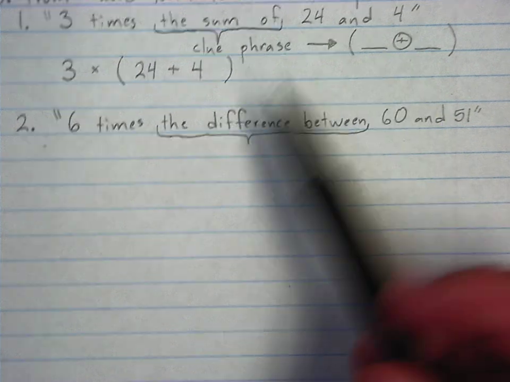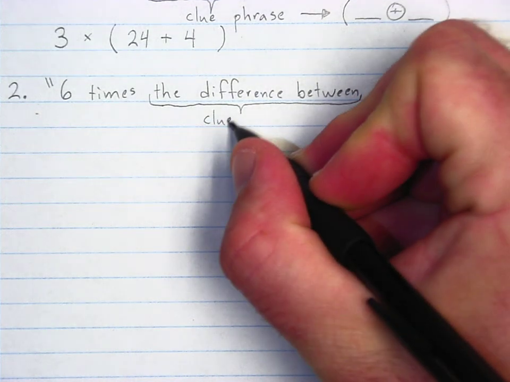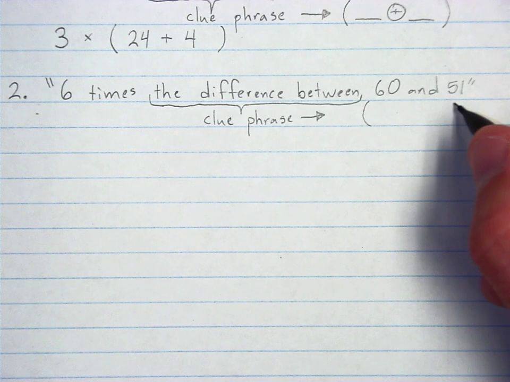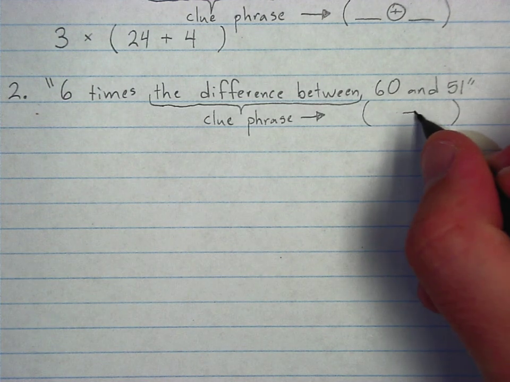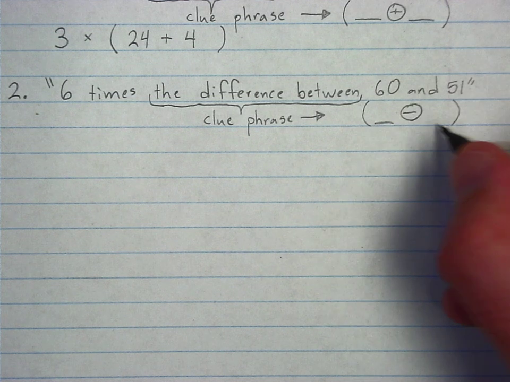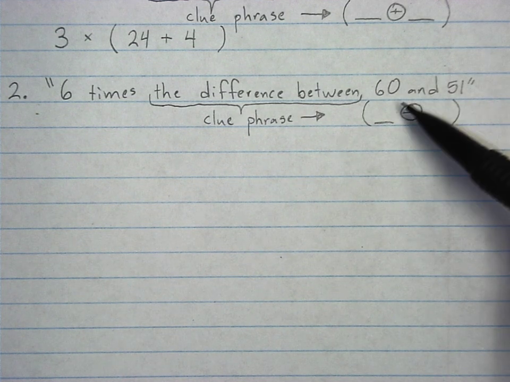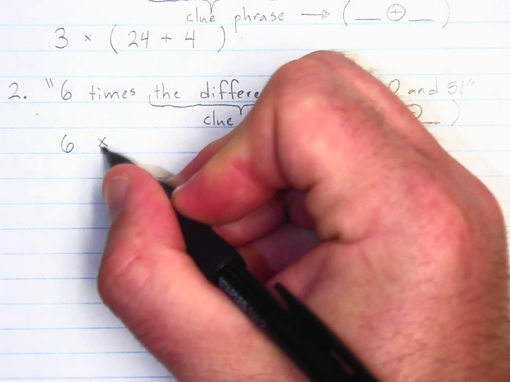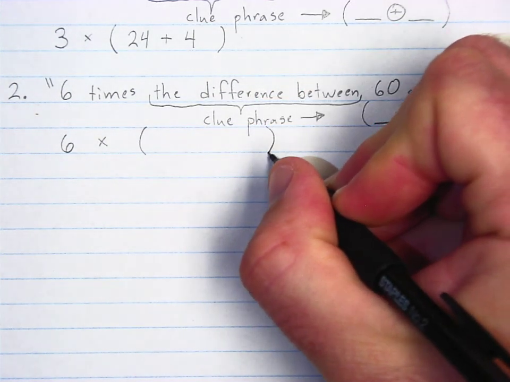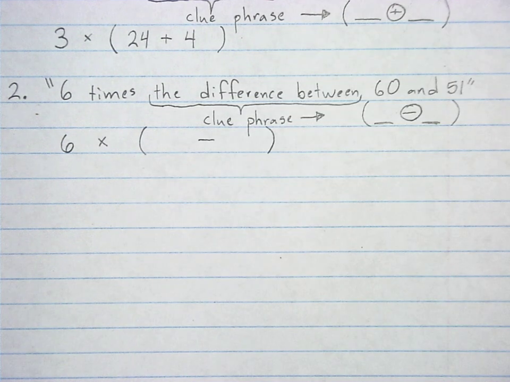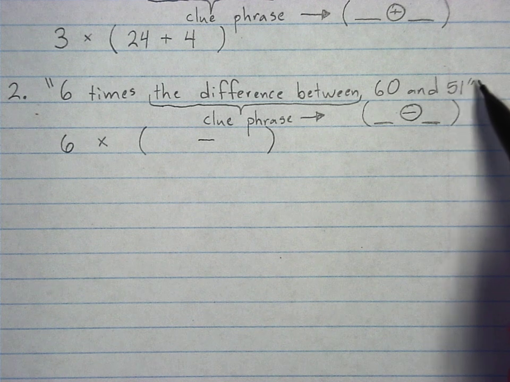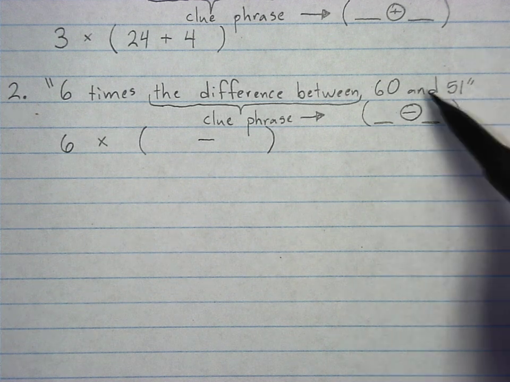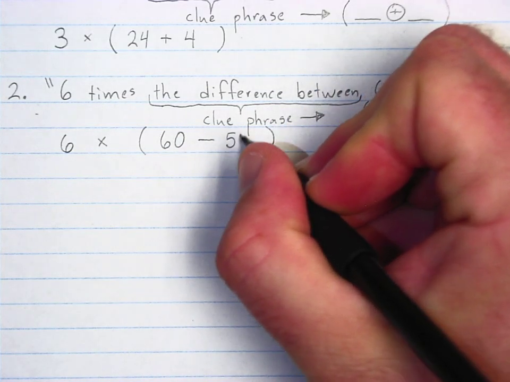Sum was addition, while difference, I think most of you recognize, means subtraction. So for this clue phrase, I'm going to use my parentheses again because I like my puzzle box. This time the operator is going to be subtraction. I'm just finding the difference between two numbers. I'm going to subtract these two numbers. So, 6 times the difference between 60 and 51. If you see it set up this way with the difference between, this is one of the few times where you just automatically put the larger one first. Okay, so that's kind of nice.